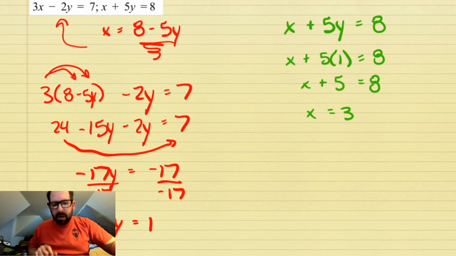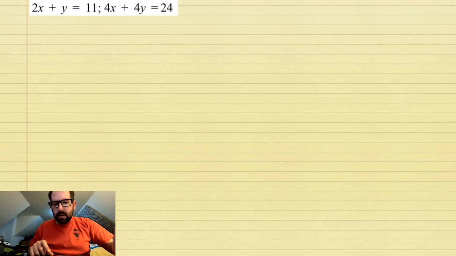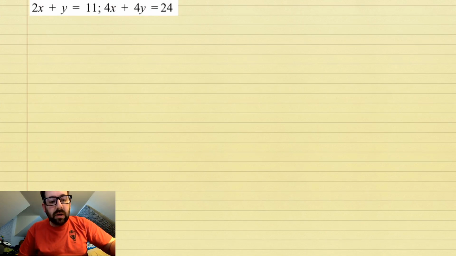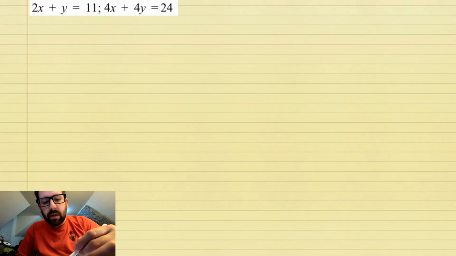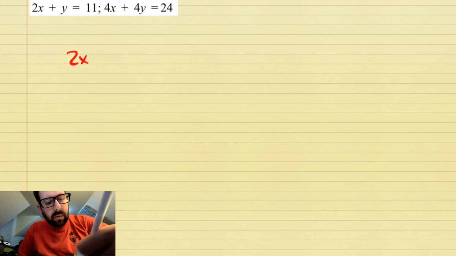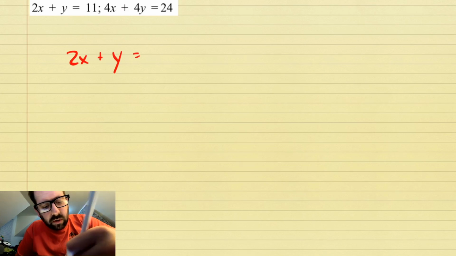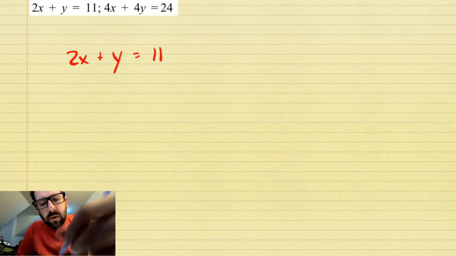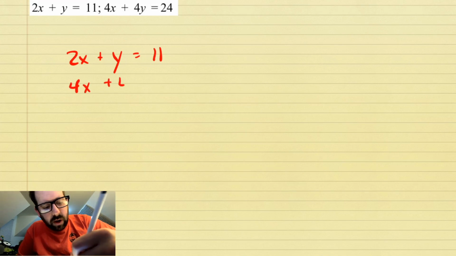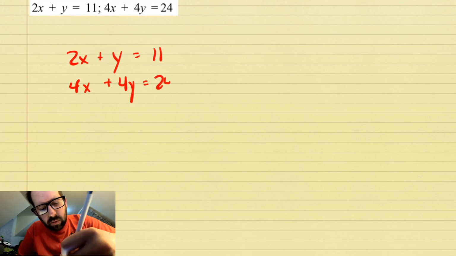Alright, my last problem here. Absolute last one. Okay, so I could do substitution, I could do elimination. I think I'm going to do elimination here. I think that's kind of my go-to method. I'm going to stack the two equations on top of each other. I could do substitution, that y is by itself on that first equation. We have 4x plus 4y equals 24.